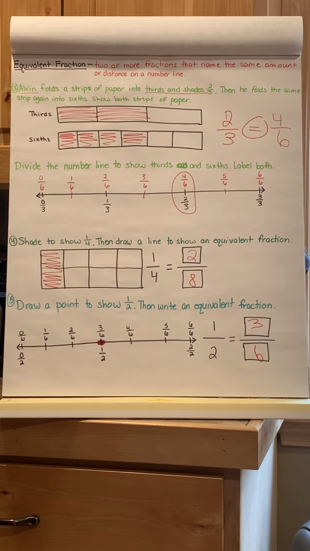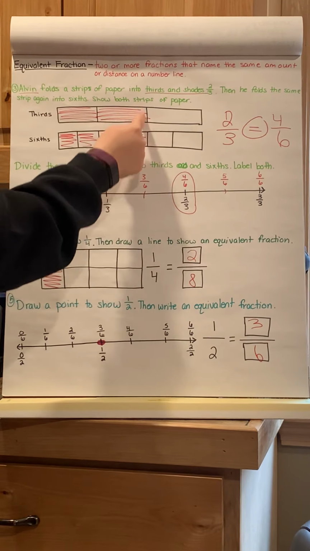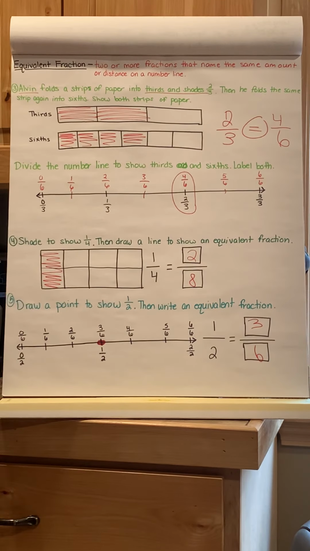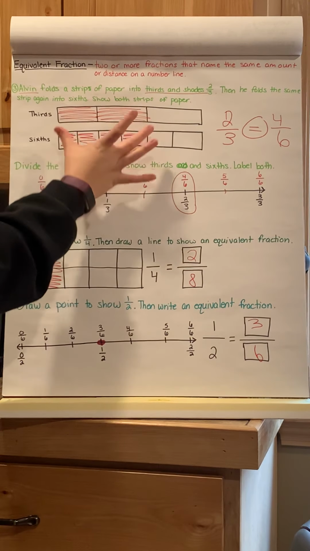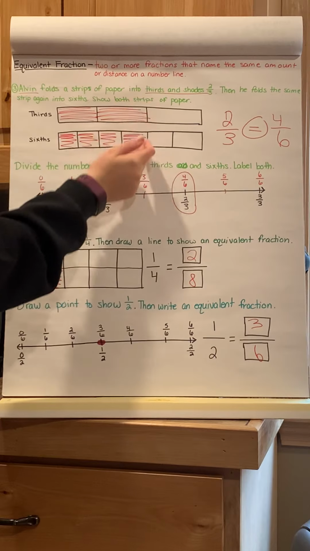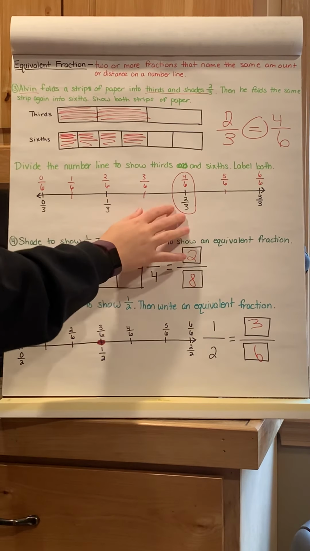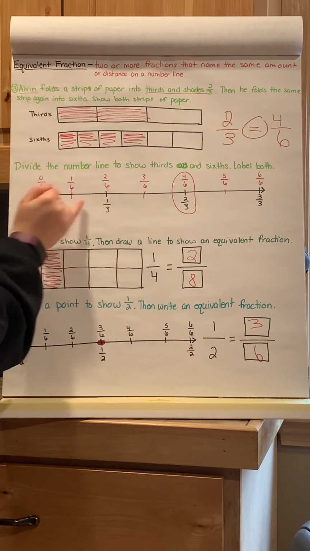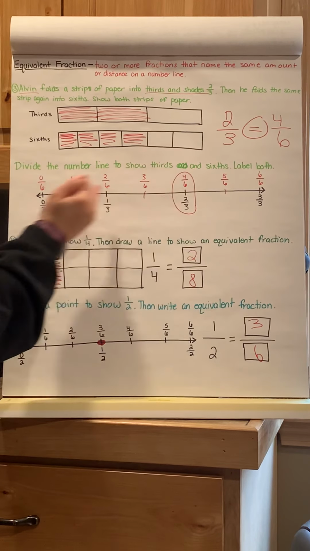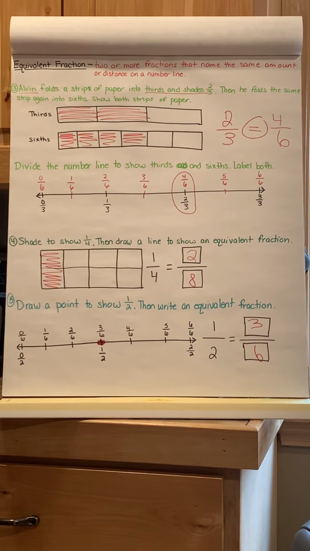The important thing to remember when you are working with equivalent fractions is that in order for them to be equivalent, they need to take up the same amount or distance. These fractions, 2/3 and 4/6, take up the same amount. Down here, 2/3 and 4/6 take up the same distance, the same distance away from 0.